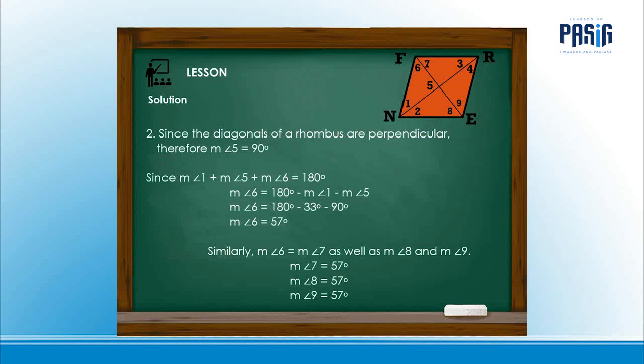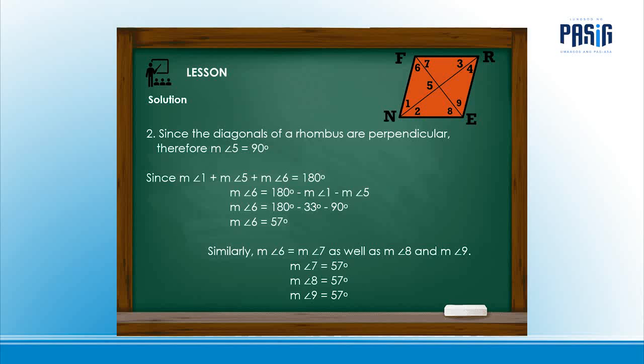So, since the diagonals of a rhombus are perpendicular, therefore, measure of angle 5 is equal to 90 degrees. So, since measure of angle 1 plus measure of angle 5 plus measure of angle 6 is equal to 180 degrees, then measure of angle 6 is equal to 180 degrees minus measure of angle 1 minus measure of angle 5 by substitution. Now, measure of angle 6 is equal to 180 degrees minus 30 degrees and minus 90 degrees. So therefore, the measure of angle 6 is equal to 57 degrees.